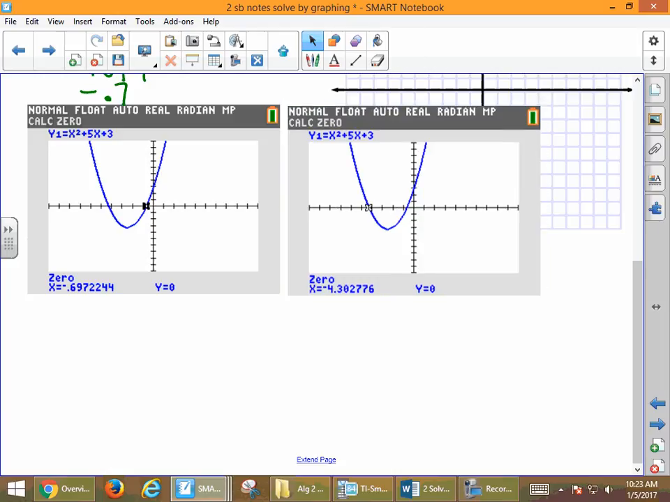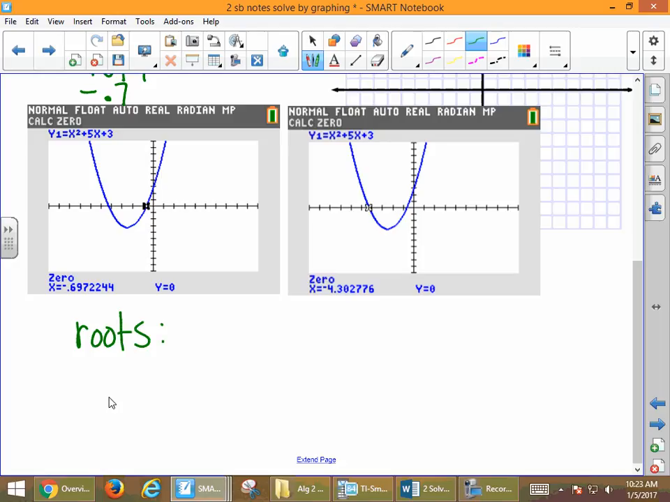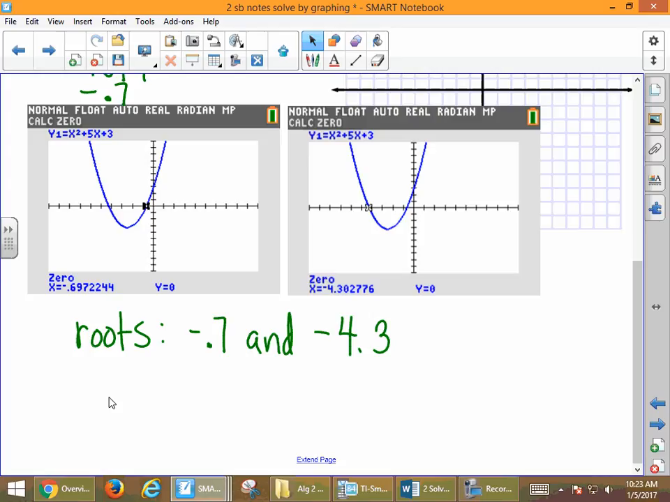So I'm going to write this down again. Our roots were negative 0.7 and negative 4.3. I neglected to graph that one, but you could go back at a later time and put that picture in. We at least have our screens to look at.